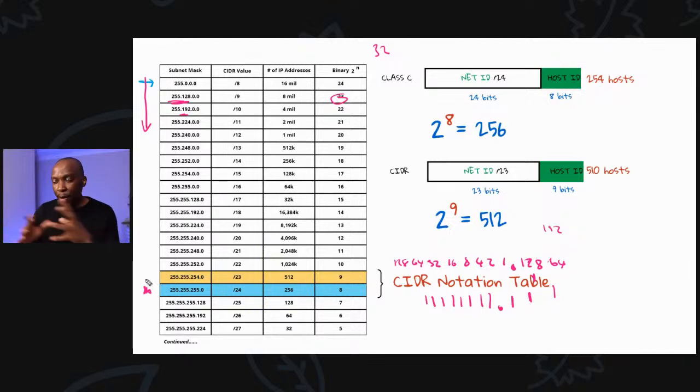And in the borrowing of bits, what are we doing? We are decreasing the size of the network, but we are increasing the number of smaller networks that we are then able to create. And in the process, we are doing what we deem subnetting, which you're probably going to cover in the last segment of this class.